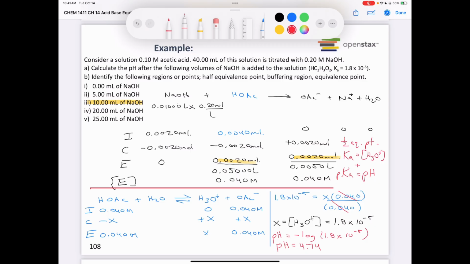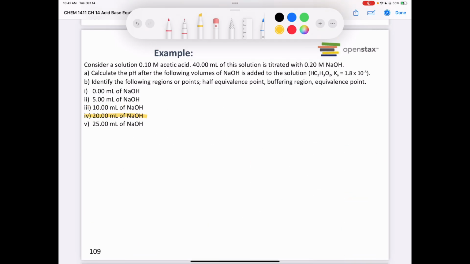So now we're going to move on to once we've gone past the half equivalence point, we're going to look at section or part 4, where we had 20 mils of our sodium hydroxide. And so now we're at 20 mils of our sodium hydroxide. And I'm going to go a little bit faster on this one. I'm going to assume that you know how to multiply volume by concentration to get number of moles now.